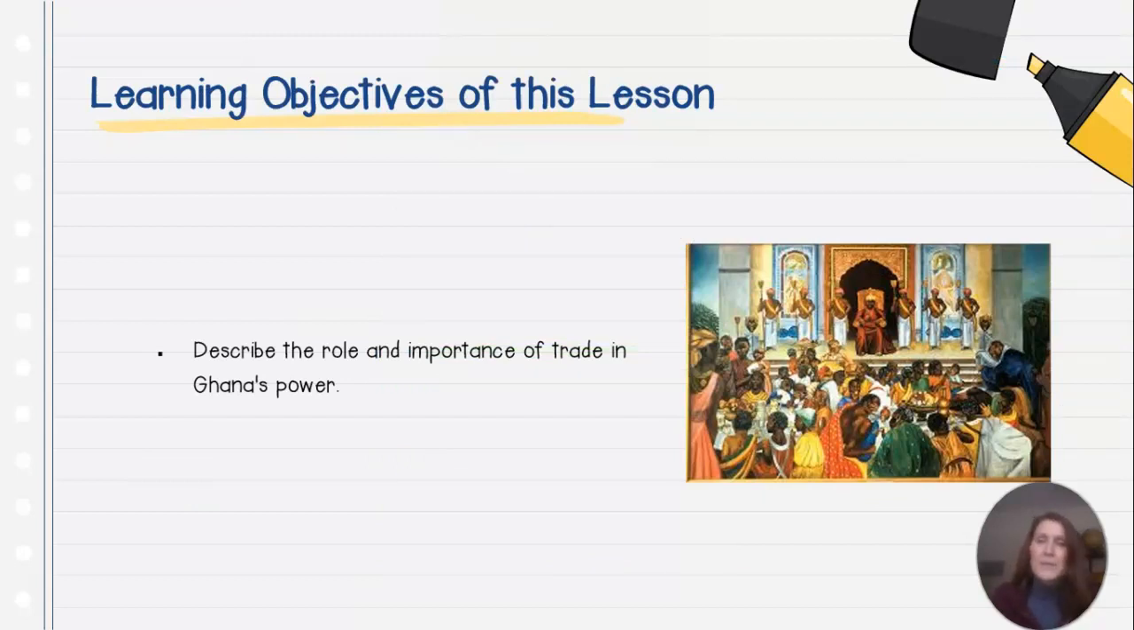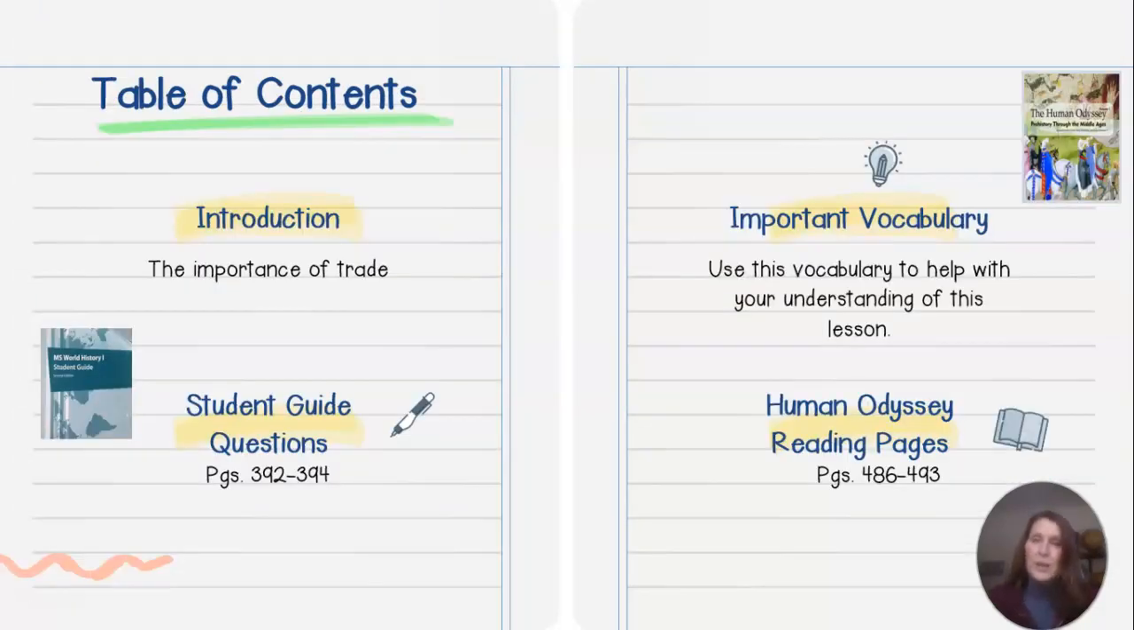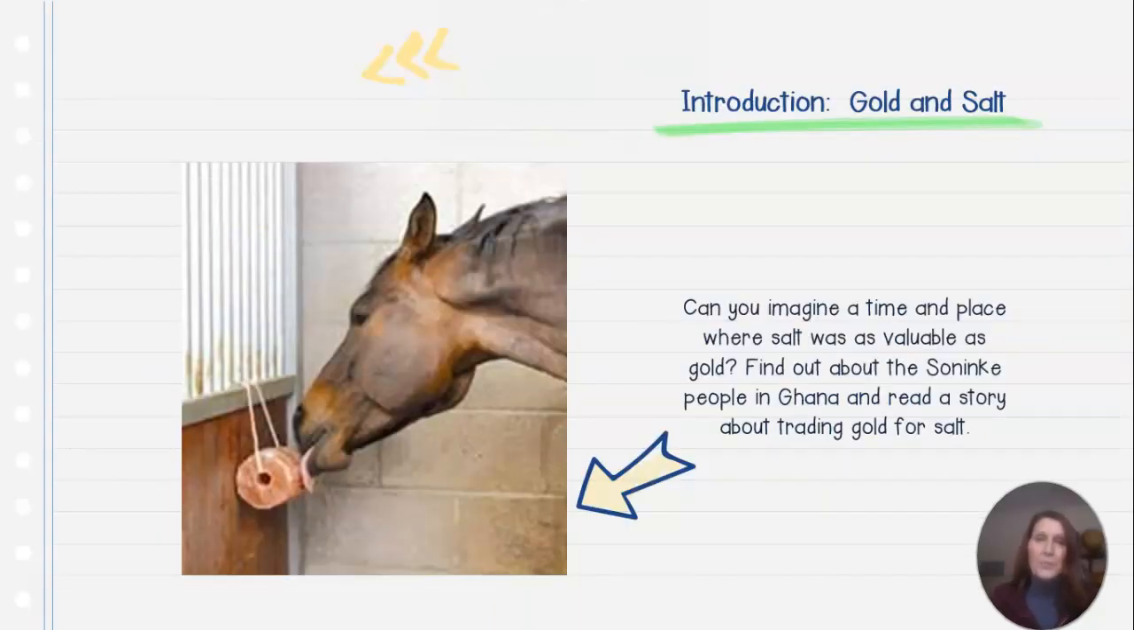Learning objectives of this lesson: describe the role and importance of trade in Ghana's power. Introduction, the importance of trade. Student guide questions are on pages 392 to 394. Important vocabulary to help you understand this lesson will be at the end. And then it is important that you complete your Human Odyssey reading, pages 486 to 493. As always, the reading ties in to the lesson, so it's super important that you have that completed.